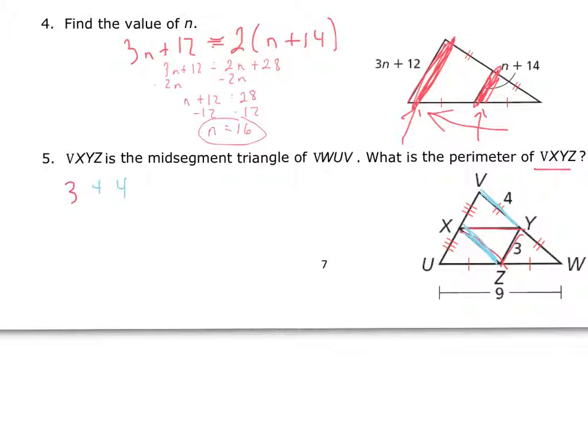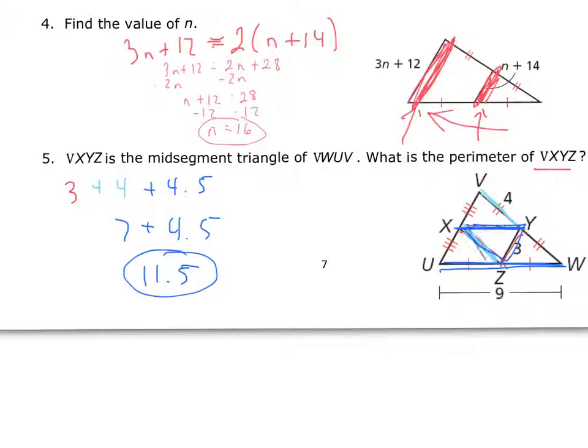Then we need to find what length XY is. Okay, well, we can see that UW is parallel to it, and it has a length of 9. So if XY is 1/2 of 9, we know that that length would be 4.5. Okay, so let's add these up. 3 plus 4 is 7, and 7 plus 4.5 would be 11.5. So that would be our perimeter of XYZ, this entire triangle length.